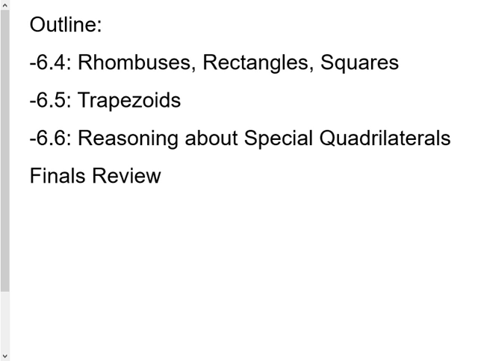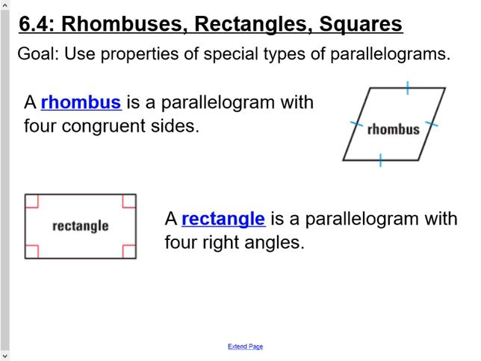Today we're learning lesson 6.4 on rhombuses, rectangles, and squares. Just a heads up of where we're heading toward. We've got 2 lessons left this year with trapezoids on 6.5 and 6.6, reasoning about a special quadrilateral before we move on to finals review for semester 1. So starting off, we've got some basic definitions of what these shapes are.